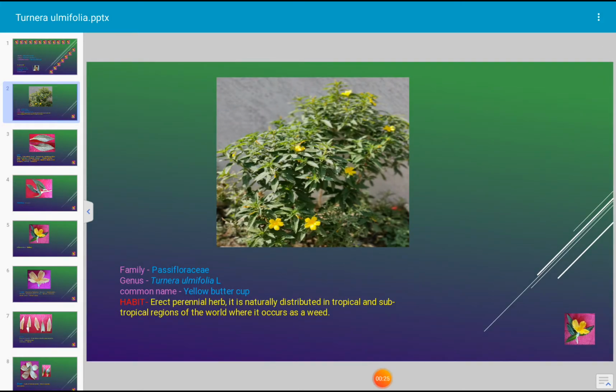The habit of this plant is an erect perennial herb and it is naturally distributed in tropical as well as subtropical regions of the world where it occurs as a weed. It is a naturally growing plant. It produces flowers throughout the year, but still it has not been cultivated as an ornamental plant. At very few places it occurs and it grows naturally.